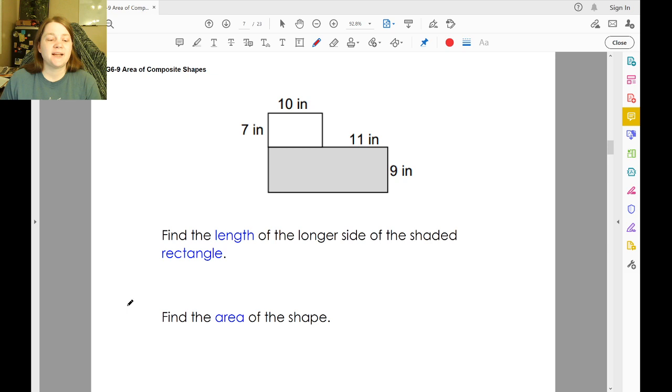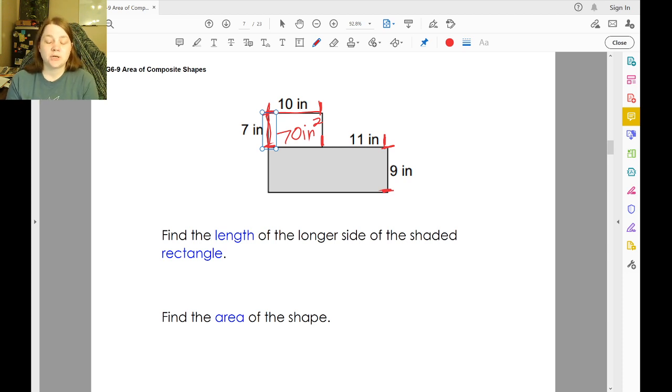Let's go ahead and find the area of this shape. And I can see here that I know this is 7 centimeters because of how it's centered. And I know that this is 10 centimeters. I know that here is 11 centimeters. And I know that this is 9 centimeters. So let's figure out some dimensions here. I know that for the white rectangle, it's going to be 7 times 10, or 70 inches squared.